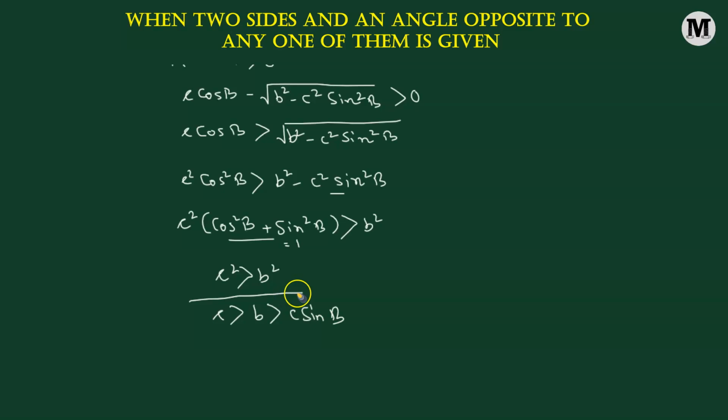So this is the criterion. For the triangle to have two solutions, we need that the side C must be greater than B, and B has to be greater than C times sine of angle B. So we're going to get two triangles where B has to be acute in nature. So B is acute in nature. Let's try to understand this with the help of an example, and then we will move on to the next case where B is going to be an obtuse angle.